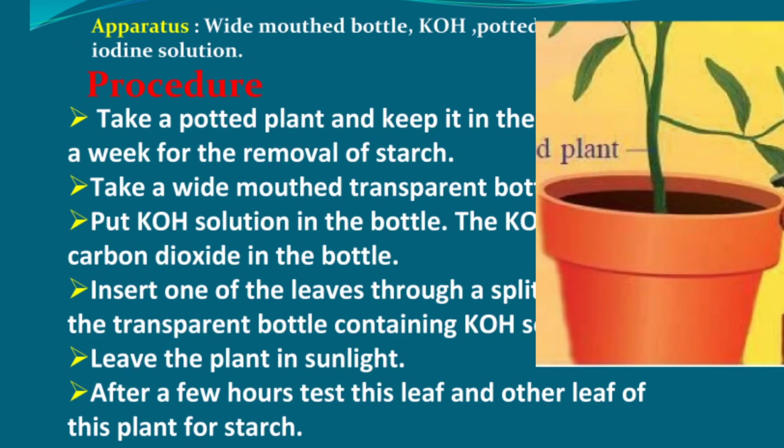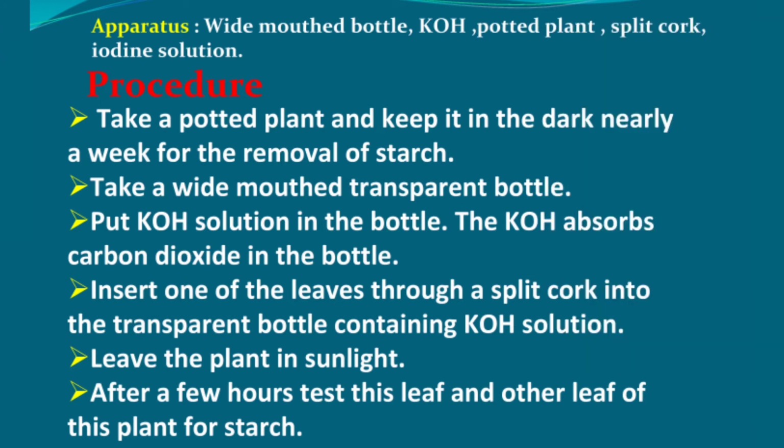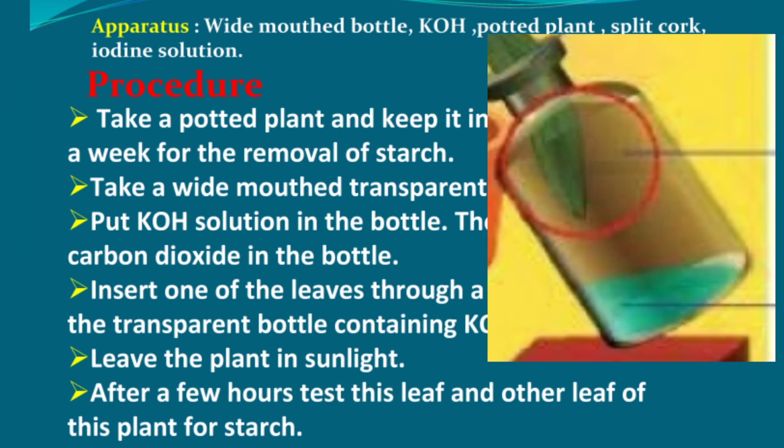Next, the procedure: take a potted plant and keep it in the dark for nearly a week for the removal of starch. During this time, no photosynthesis takes place in the plant. So the stored starch is utilized by the plant, and there is no starch in the plant. After this, take a wide-mouthed transparent bottle and pour KOH solution into the bottle.